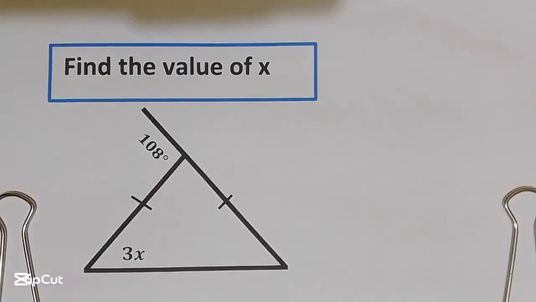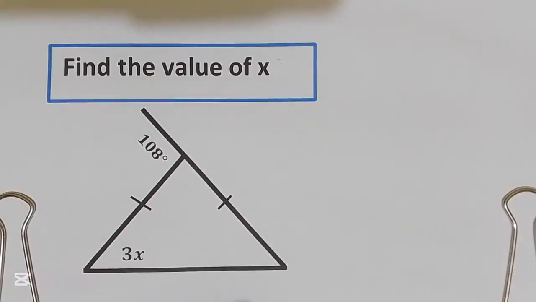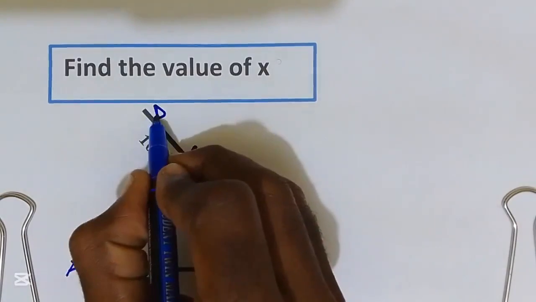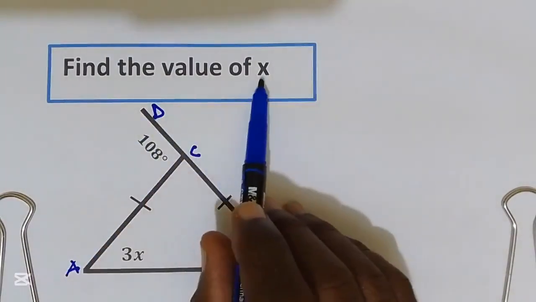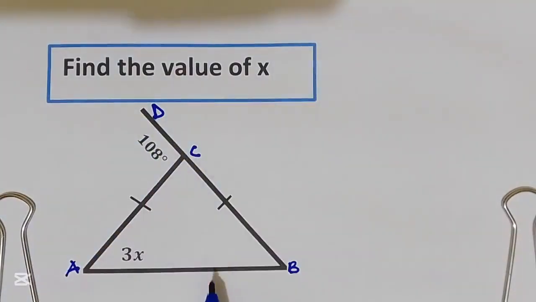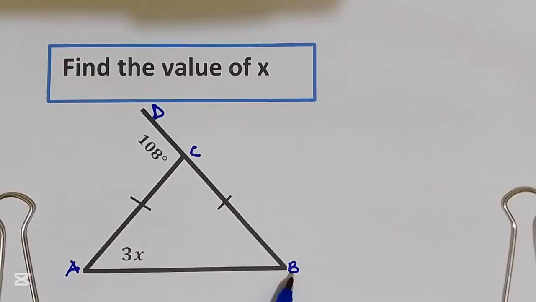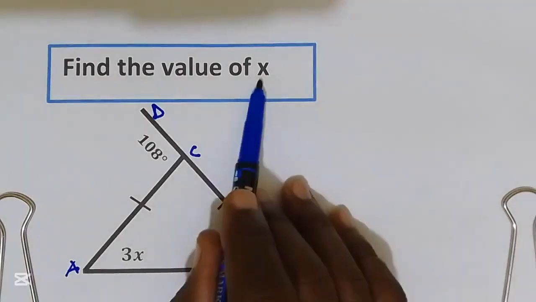We have a geometry question and we need to solve for x. They gave us a figure which I'm going to name A, B, C, D. We need to find the value of x, and from our figure they gave us isosceles triangle A, C, B and a straight line D, B. We are going to use those to find the value of x.